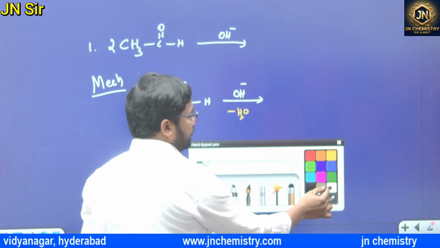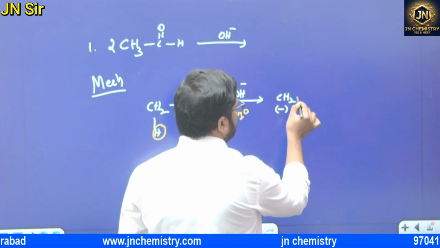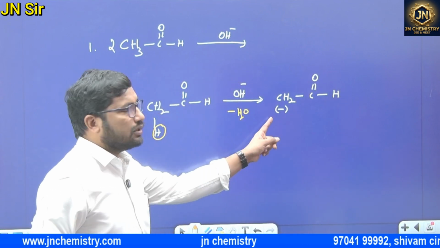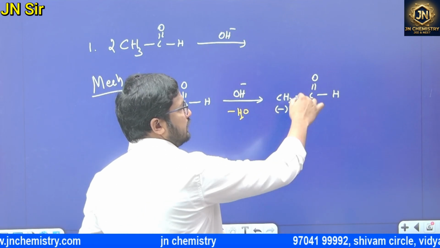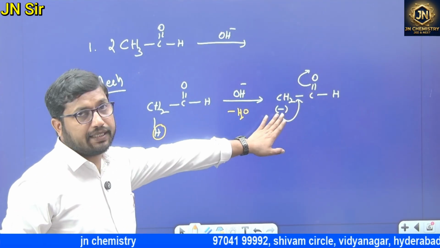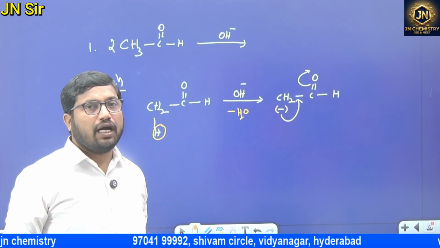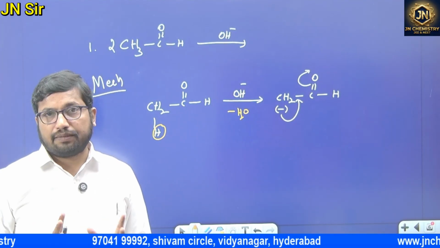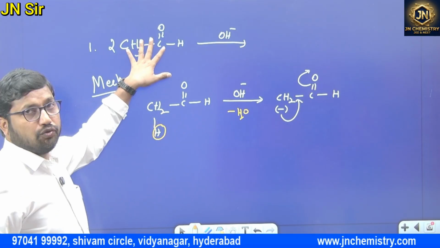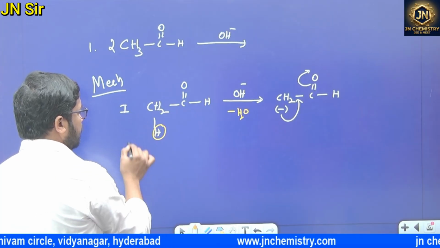What we will get? CH2 negative charge, CHO. This negative charge, a carbanion, is forming. It is in resonance with the carbonyl group, that's why it is stable. And one more important thing, it acts as a nucleophile. I told you, aldehydes and ketones undergo which type of reactions? First, nucleophilic addition reactions, right? So we took 2 moles. First I took only 1 mole, and the second mole I am just taking here. This is the first reaction.